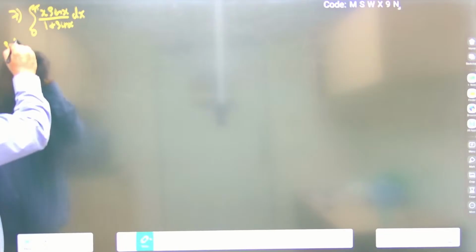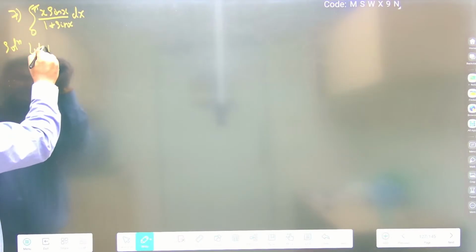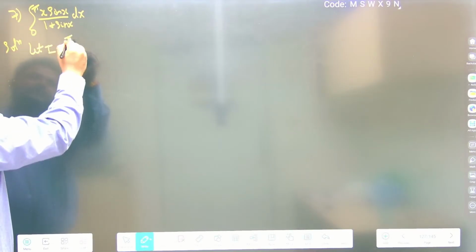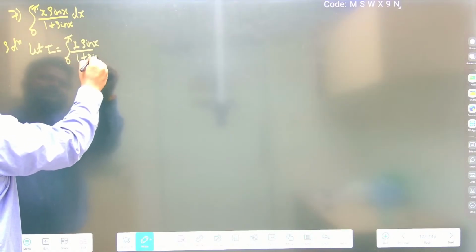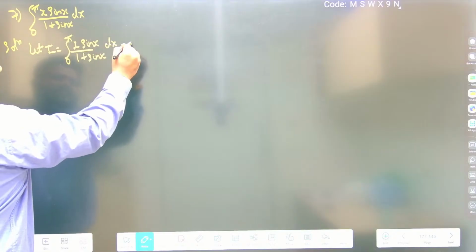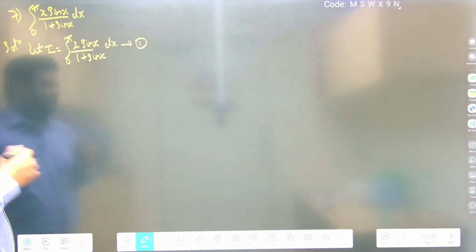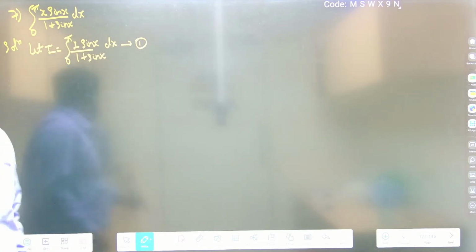Now what we will do? Solution. See here, solution. Let I is equal to, same procedure, let I is equal to integral 0 to pi, x sin x by 1 plus sin x dx. Let this be equation 1.